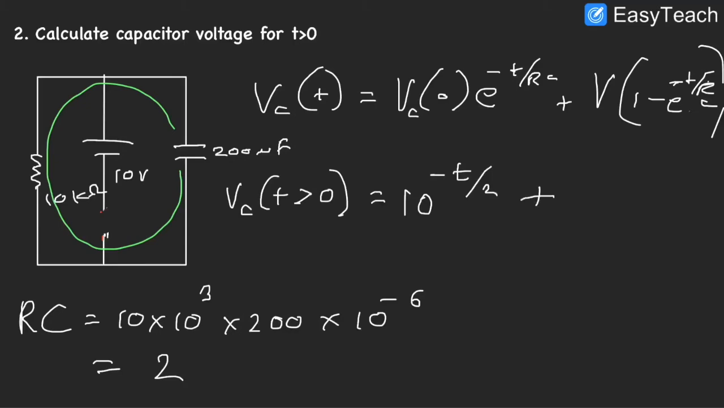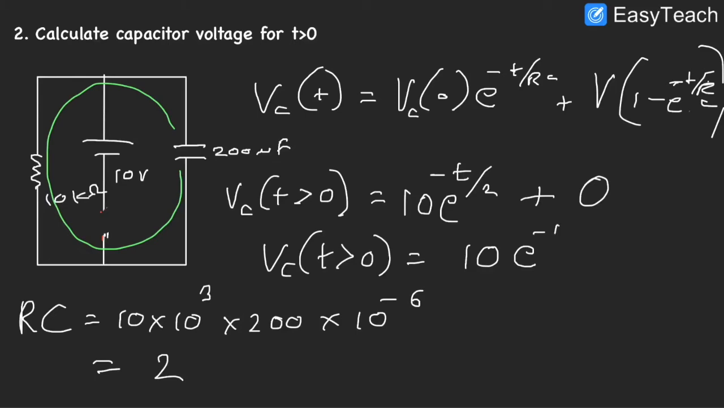And once again, like in the previous case, after time t equals 0, the switch is going to be open, so there's no more battery in the circuit to provide a power supply. So this term is going to be 0. Our final expression is just going to be VC for t greater than 0 is 10, oh sorry, that was an e. So it's going to be 10 e to the power of minus t by 2.